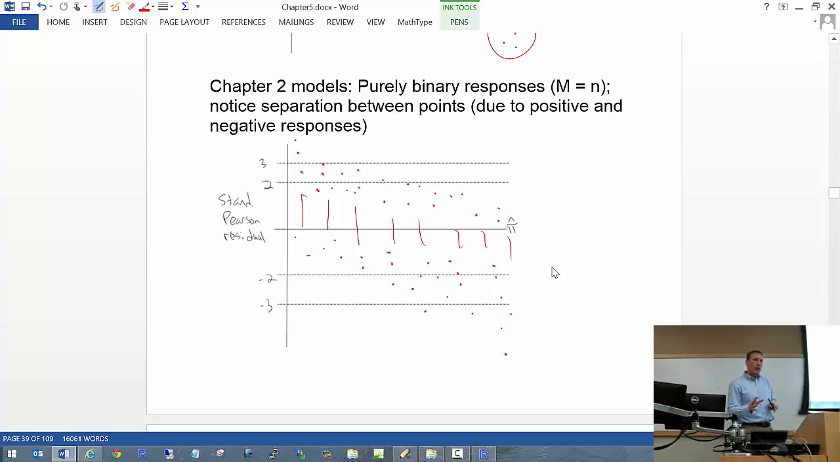But do note that you see some values outside of this plus or minus 3 here. Again, a standard normal approximation is not going to work well, so you have to be very careful about calling those outliers.